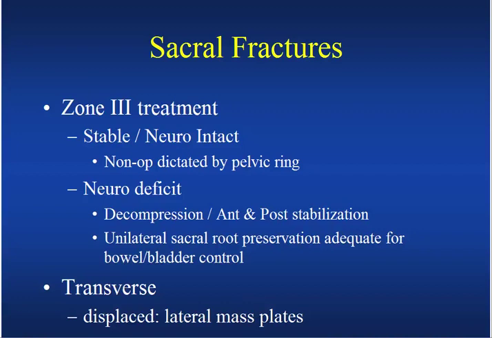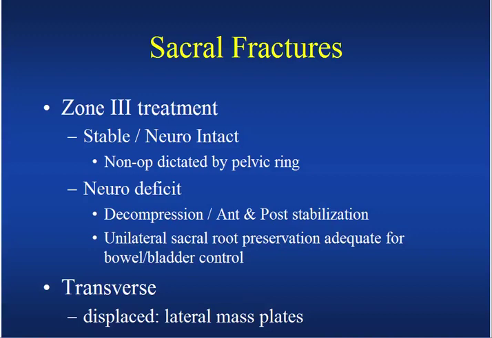Finally, zone 3 fractures that are stable and neurologically intact, non-operative treatment can be dictated by the associated fracture of the anterior pelvic ring. If they have neurologic deficit, they need decompression, anterior and posterior stabilization. Unilateral sacral nerve root preservation can be adequate for bowel and bladder control. So you at least want to have one of the nerve roots intact.